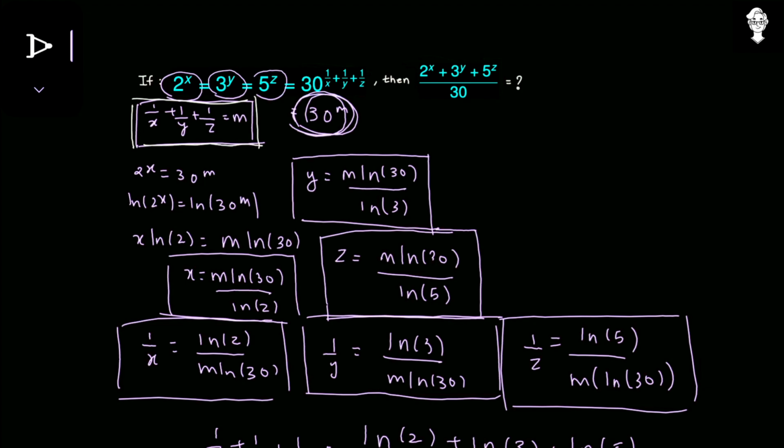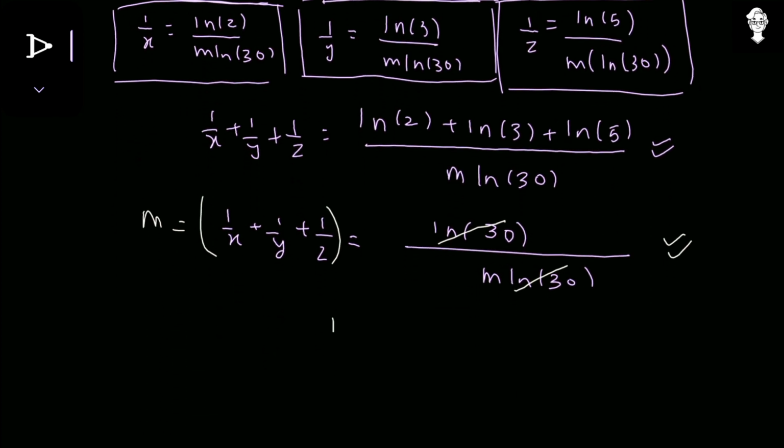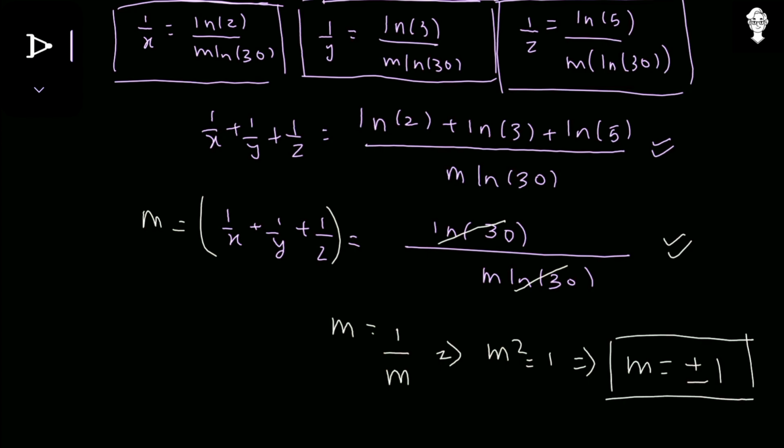So in the LHS we will replace 1 upon x plus 1 upon y plus 1 upon z as equals to m. So the LHS is equals to m, and now this thing is equals to RHS, and in the RHS we can see that natural log of 30 and natural log of 30 got cancelled out, and what is remaining is equals to 1 upon m. So this will give me that m square is equals to 1. So from here we will have two values of m as there is a square. So m is going to be equals to plus and minus 1. So these are the two values of m, that is plus and minus 1.